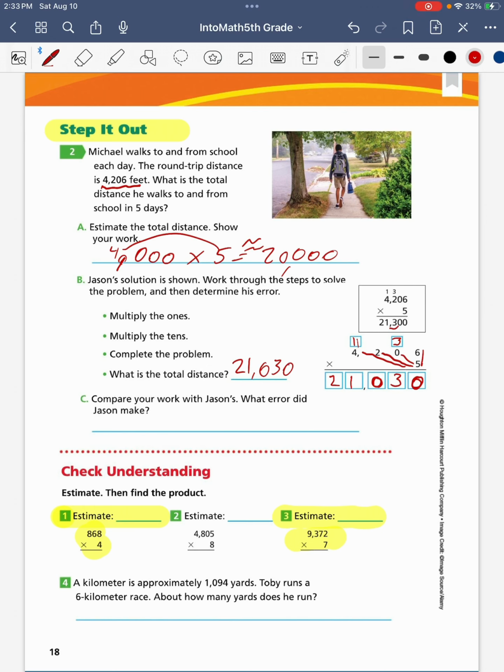If we look at Jason's problem, we see that he has a solution of 21,300. And we can see that when he regrouped, he moved the 3 tens over to the hundreds place and not the tens place. So Jason's error was Jason regrouped the 3 tens into the hundreds place.